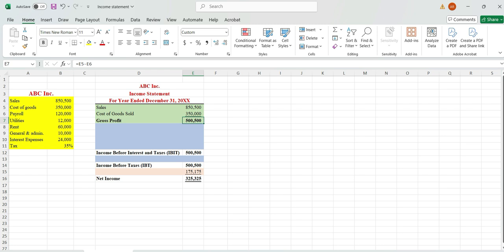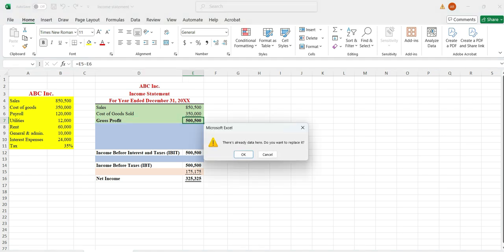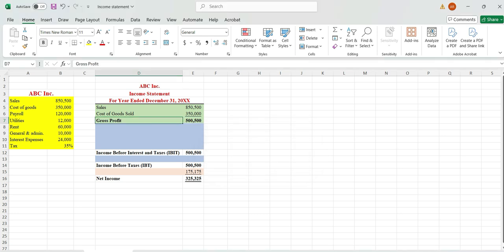Gross profit is the direct cost of those goods that have been sold, so before you take any expenses out.